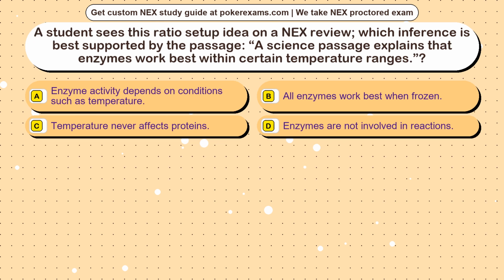Question 10. A student sees this ratio setup idea on a NEX review, which inference is best supported by the passage. A science passage explains that enzymes work best within certain temperature ranges. Option A. Enzyme activity depends on conditions such as temperature. Option B. All enzymes work best when frozen. Option C. Temperature never affects proteins. Option D. Enzymes are not involved in reactions.